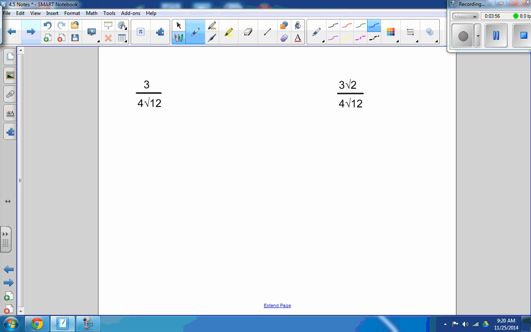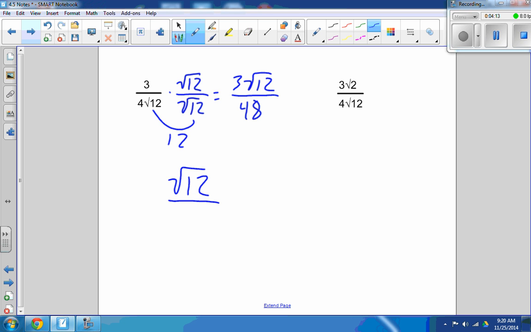Let's look at this next problem. So let's multiply by the square root of 12. So I end up with 3 square root of 12 over, that's 12, so 4 times 12 is 48. So let's simplify that. That gives us square root of 12 over 16.